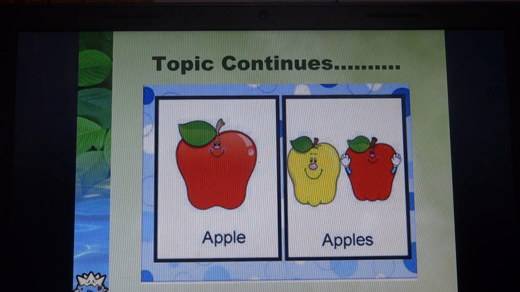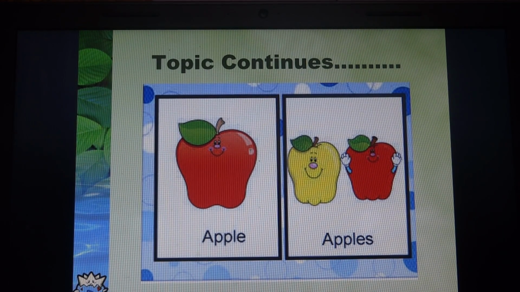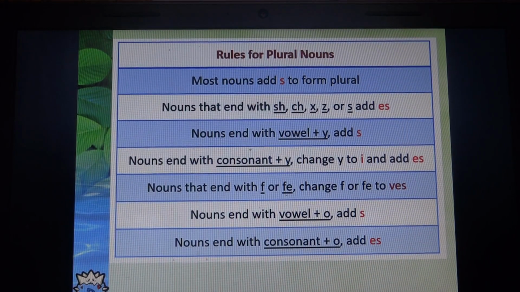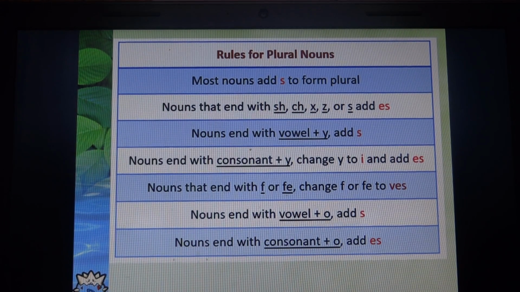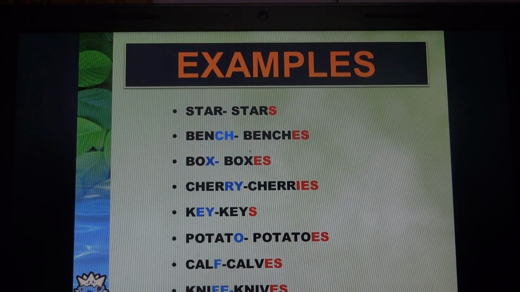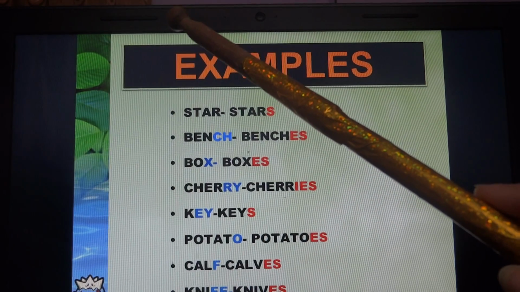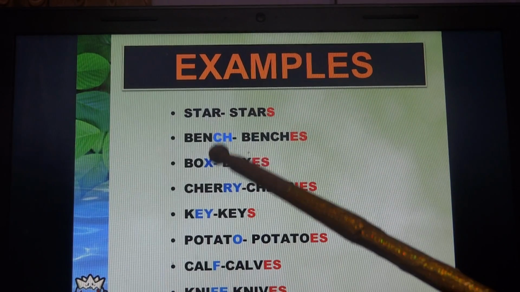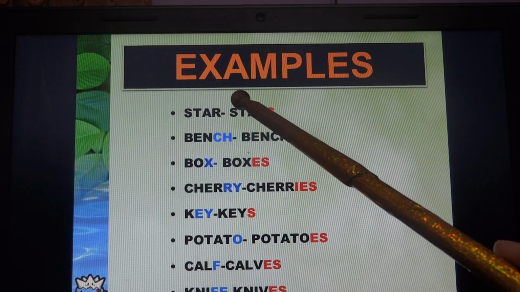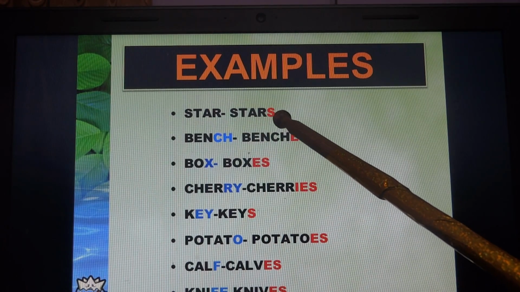Today we will continue the topic where I told you yesterday that I will be teaching you how to change the singular nouns to plural nouns. Here I have written certain rules that I will be explaining with examples so that it is easy for you to understand. See, first example is star and it changes to stars. The plural of nouns is generally formed by adding s to the singular. For example, star becomes stars.